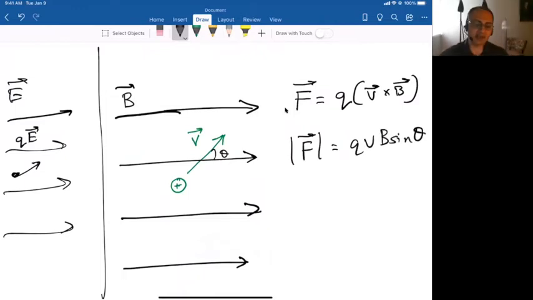And from here, you can also see the unit for magnetic fields. The unit of magnetic field will be newtons divided by q, which is coulombs, times velocity, which is meters per second. So this is the unit of magnetic field, but it has a name. This combination has a name. It is called a Tesla. So magnetic fields in the SI system are measured in Teslas, where Tesla is newtons divided by coulomb meters per second. That makes sense to all of you?